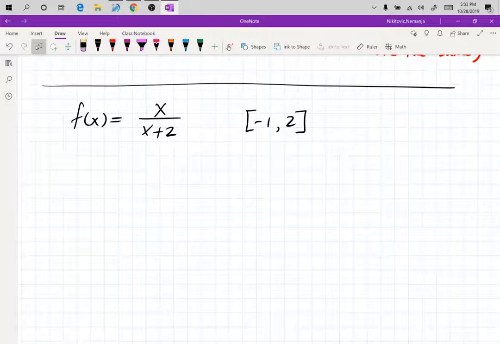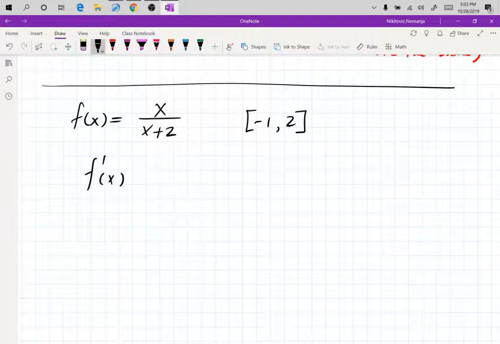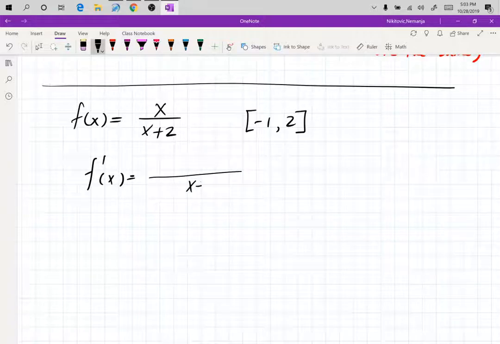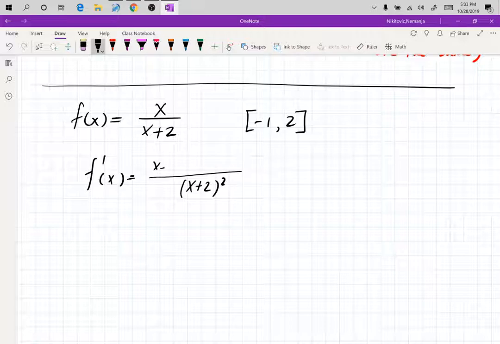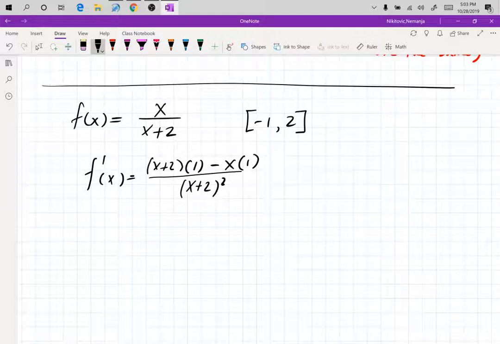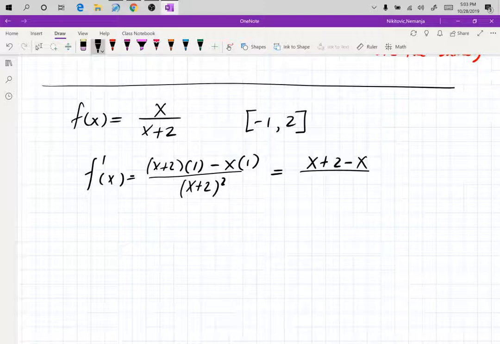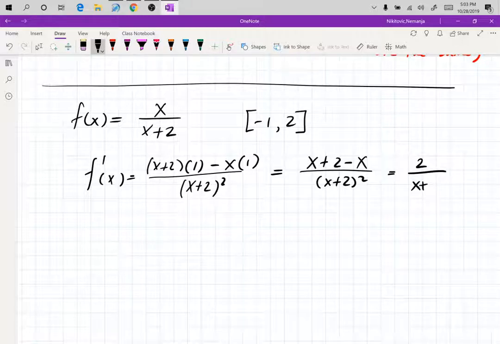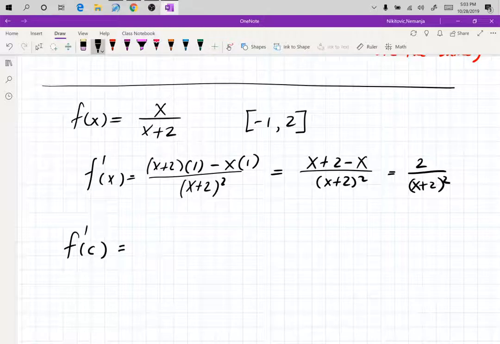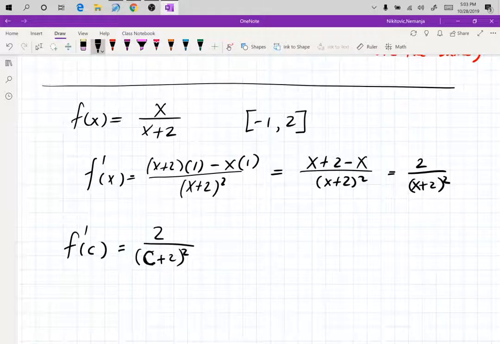All right, so we start with the derivative, f prime of x. So we have x plus 2 squared, x plus 2 times 1 minus x times 1. That's x plus 2 minus x divided by x plus 2 squared, which is 2 over x plus 2 squared. That means that f prime of c is 2 over c plus 2 squared equals 2.